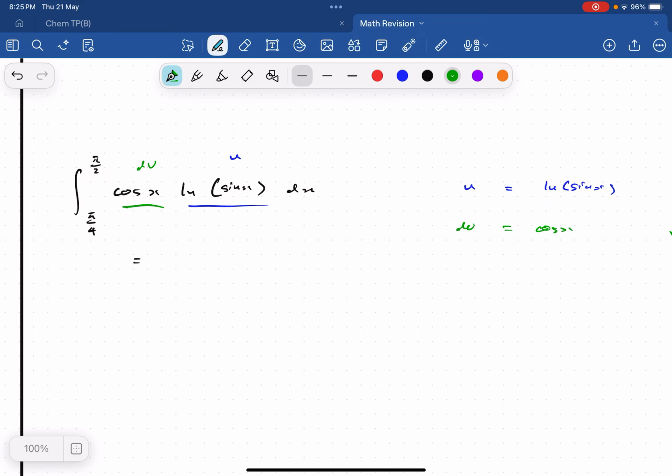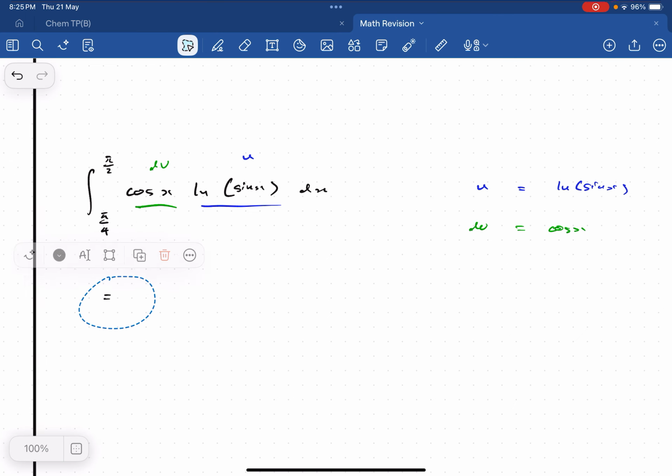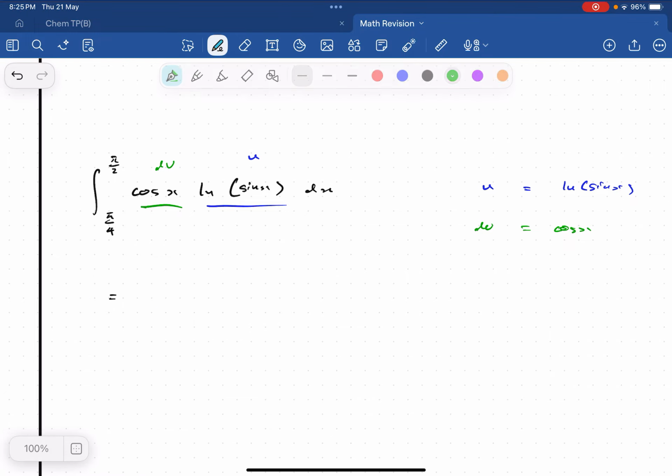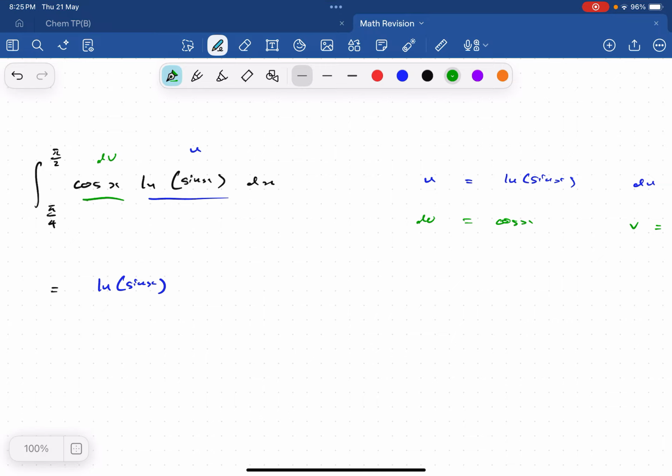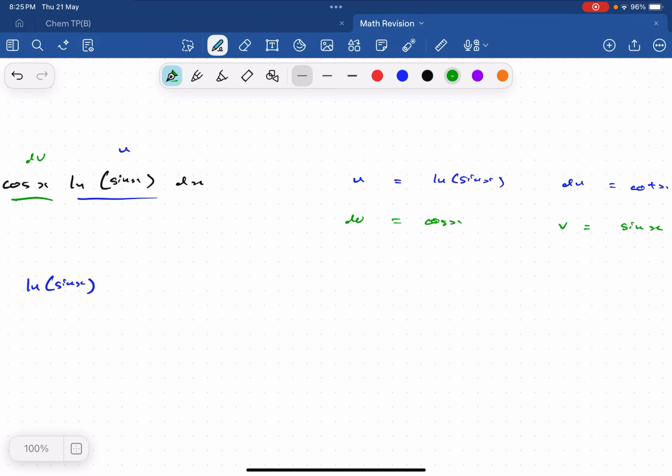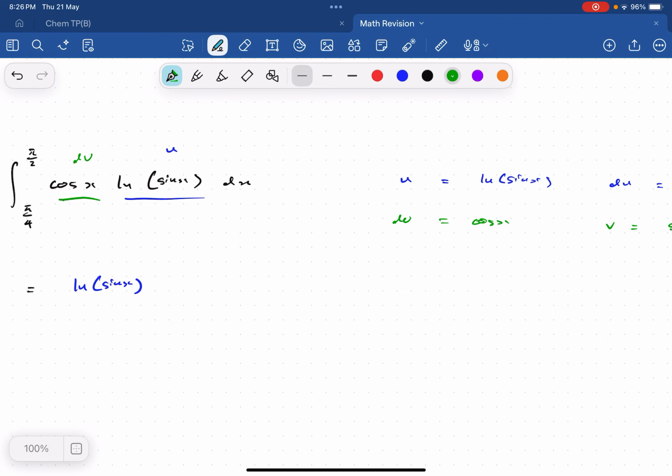So let's get down to it. Now, usually, if this were an indefinite integral, I would simply write this is equals to u is ln sine x, v is sine x, and then I would go on to minus my integral, right?